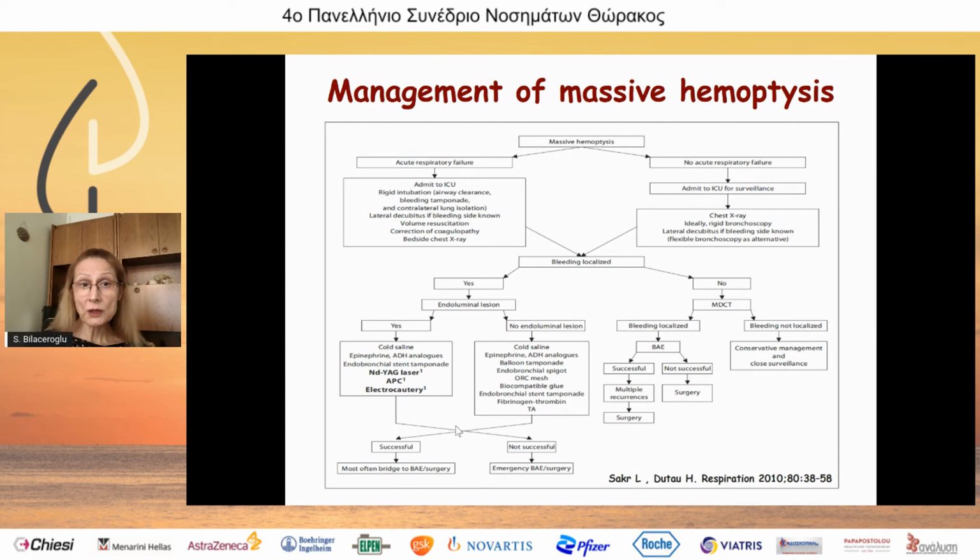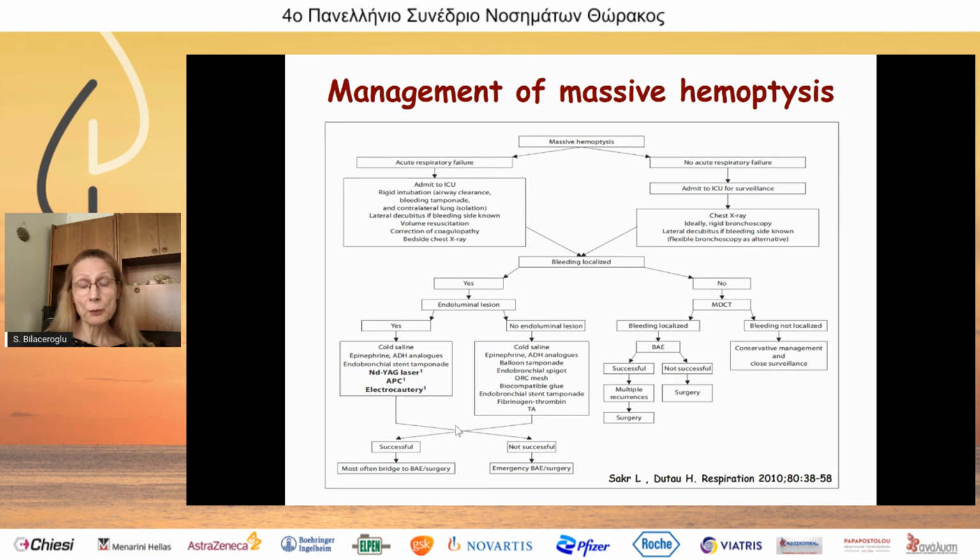If it's an endoluminal lesion that is bleeding, that's the area where we can do interventional procedures such as laser, argon plasma coagulation, electrocautery, and also we can use epinephrine, ADH analogs, and the bronchial stent tamponade. If this is successful, good. But if it's not successful, we can have emergency bronchial artery embolization. And if the patient is fit, surgery can be done. If the lesion during bronchoscopy is not endoluminal, then we can use epinephrine and ADH analogs.